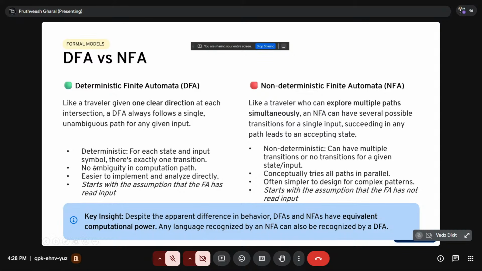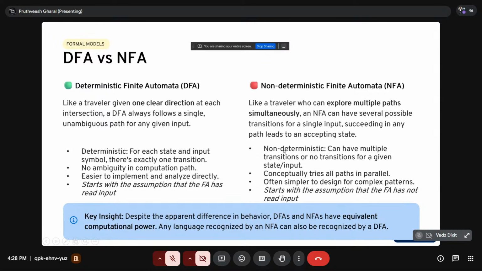So the next point is that it has no ambiguity in computation path. Whenever we think of how a finite automaton might process an input, we have no ambiguity. We will have no confusion on how it is going to process it. So it becomes easier to implement and analyze.